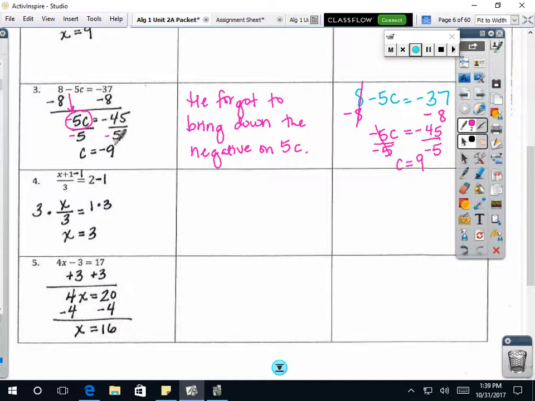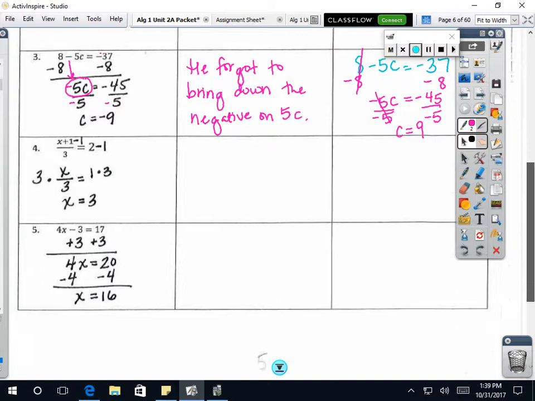Okay, watch what would happen had he plugged in negative 9. What's a negative 9 times a negative 5? Positive 45. And is 8 plus 45 going to give you a negative 37? No. Okay, but if you plug in a positive 9 right here, that becomes a negative 45 when you multiply, and 8 minus 45 will give you a negative 37.